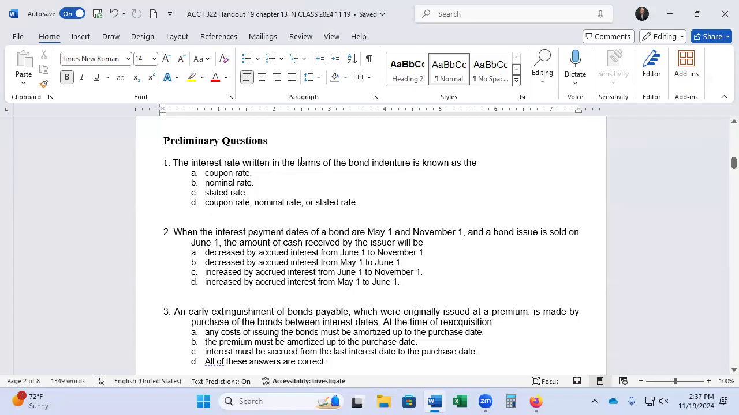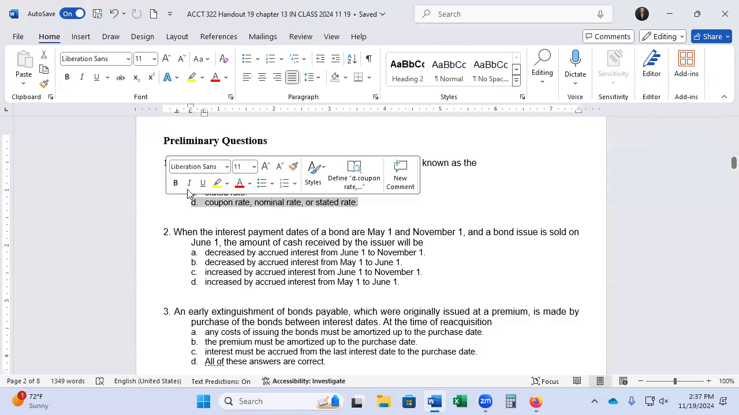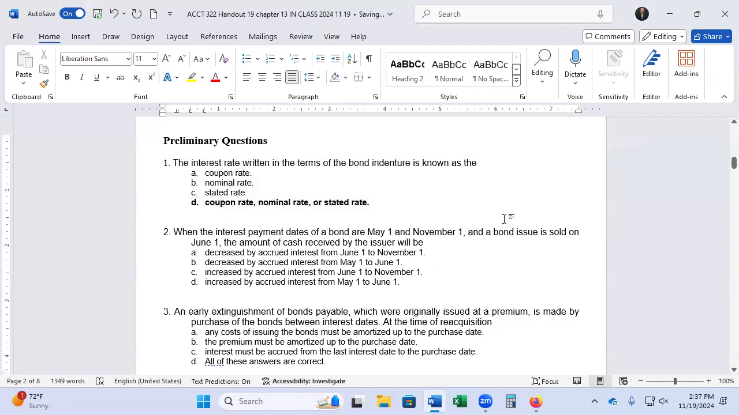Okay. The interest rate written in terms of bond indenture is also known as all three of them. For some reason in the English language, we like to have multiple words for the same thing, just so we can confuse people. Number two, when the interest payment dates of a bond are May 1st and November 1st, and a bond issue is sold on June 1st, so they've sold it after the interest payment, the amount of cash received by the issuer will include interest for May to June.